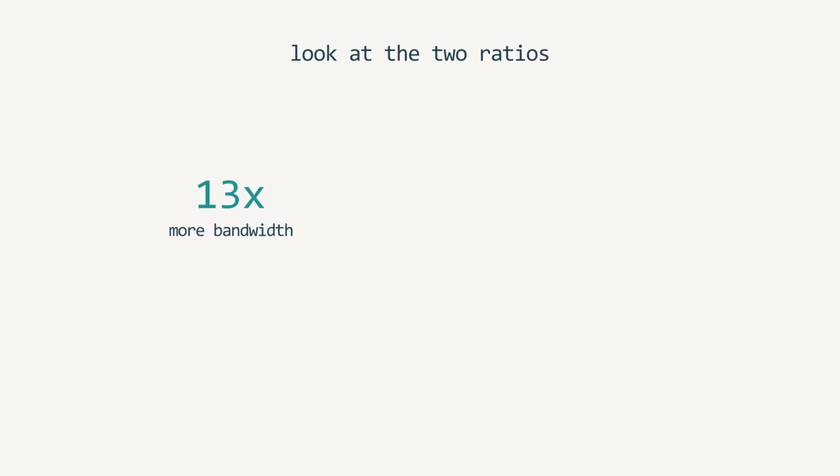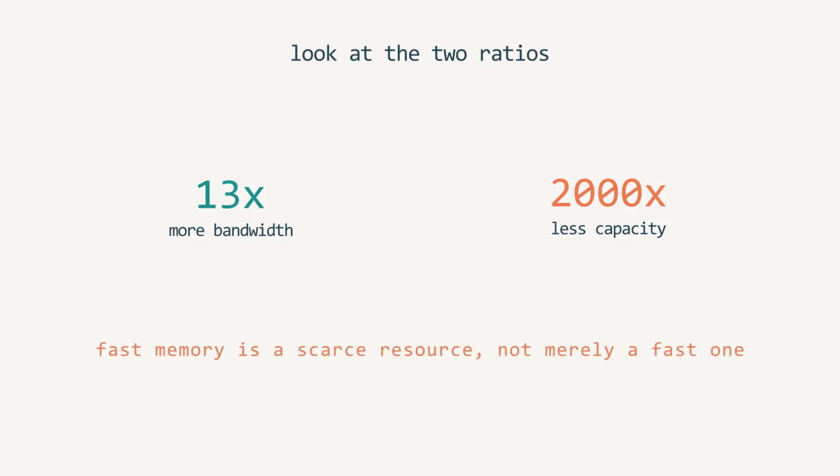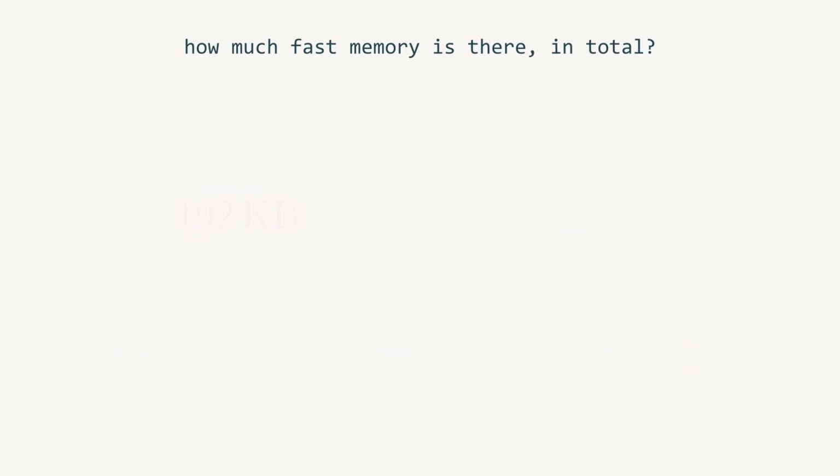Look at the two ratios because the whole video is in them. SRAM has roughly 13 times the bandwidth, and it is roughly 2,000 times smaller. That's the trade the hardware hands you. Enormous speed, almost no room.